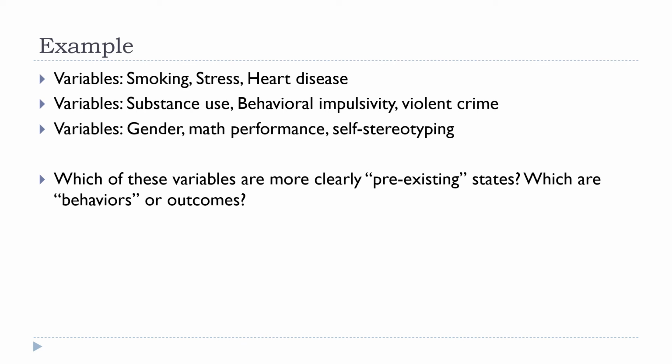So in the first example, heart disease would be my dependent variable. In my second example, violent crime would be my dependent variable. And in my third example, math performance would be my dependent variable.